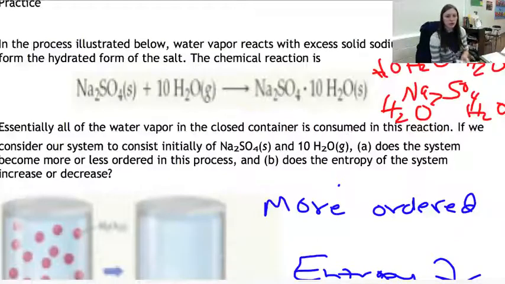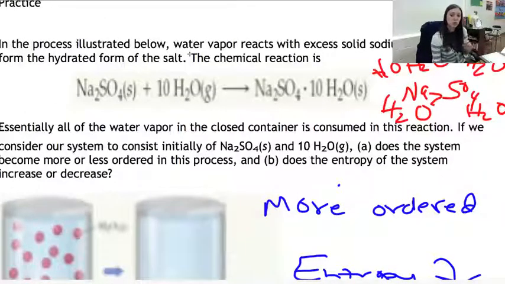Okay, so let's look at an example here. It says in the process illustrated below, the water vapor reacts with excess solid sodium sulfate to form a hydrated form of a salt. And we have Na2SO4 and my waters around it. Remember, that's a hydrate. This 10 waters means I have 10 waters around my Na2SO4. We talked about that last year. Okay. If essentially all of my water vapor in the closed container is consumed in the reaction, we consider our system to consist initially of just the water and the sodium sulfate separate.